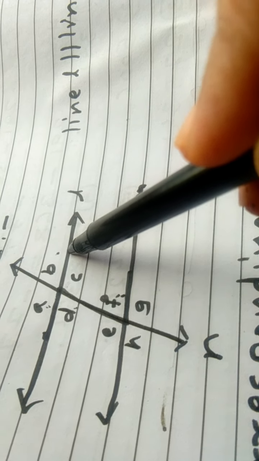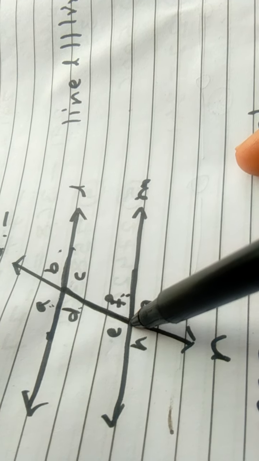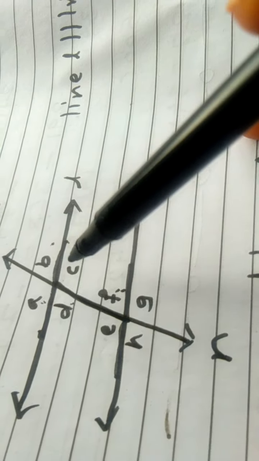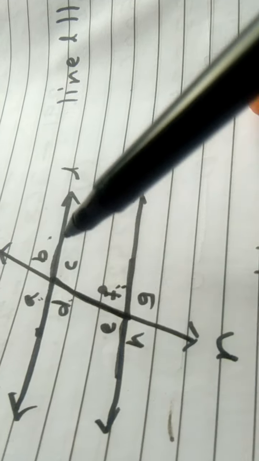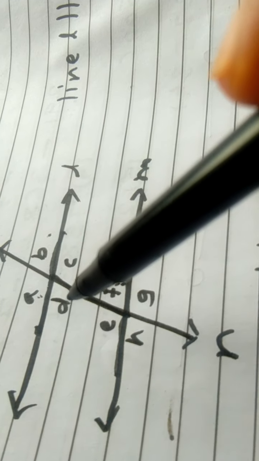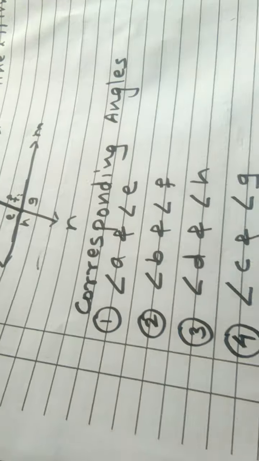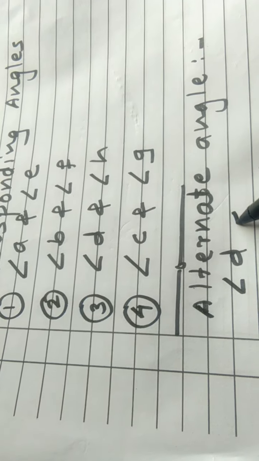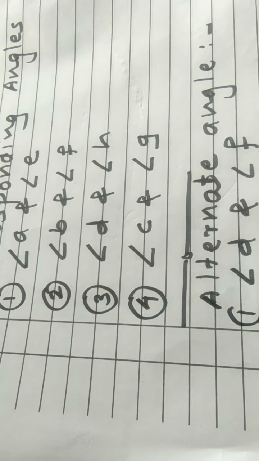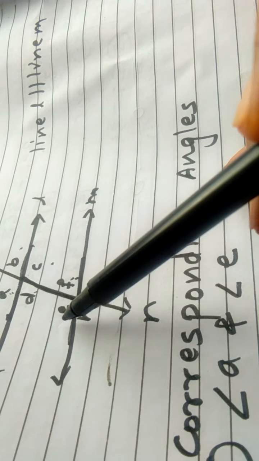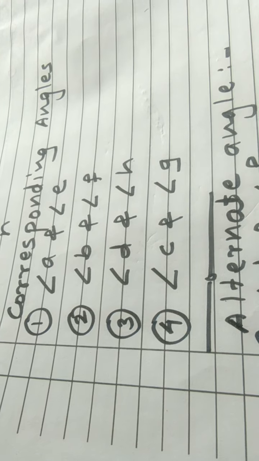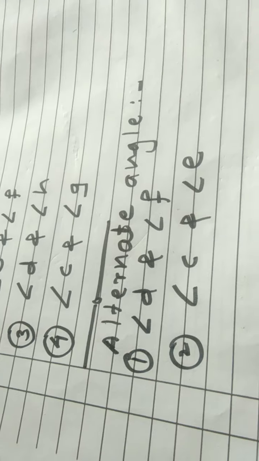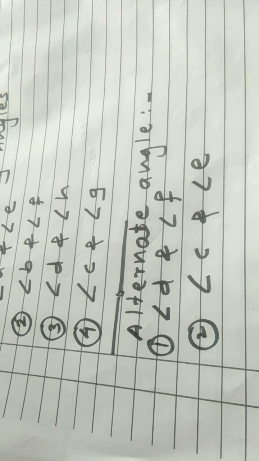Again, make the shape of the inverse or mirror image of that Z. That is angle C and angle E. There is no other pair which makes the shape of Z. The first pair is angle D and angle F. The second pair is angle C and angle E. These are the pairs of alternate angles.